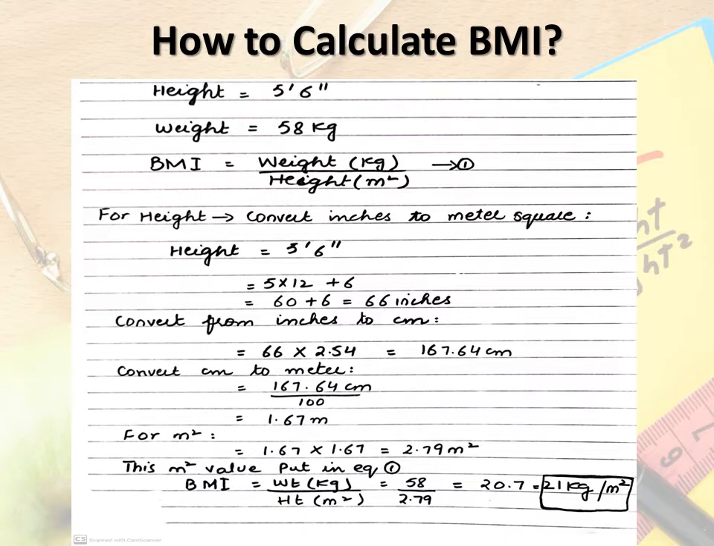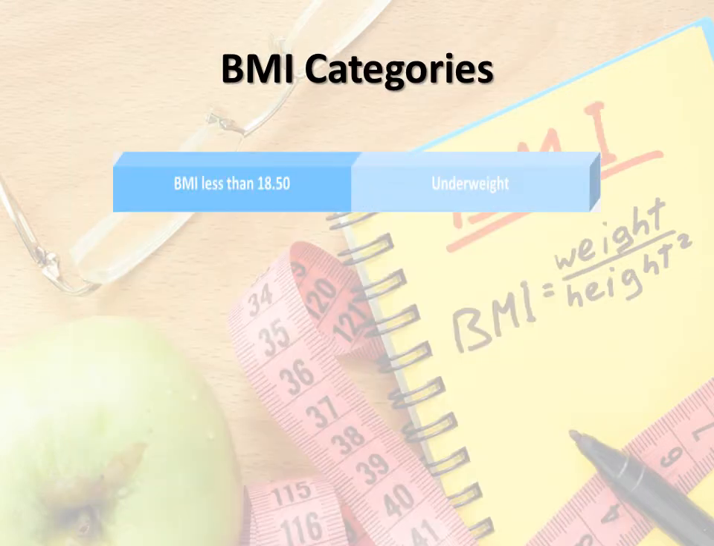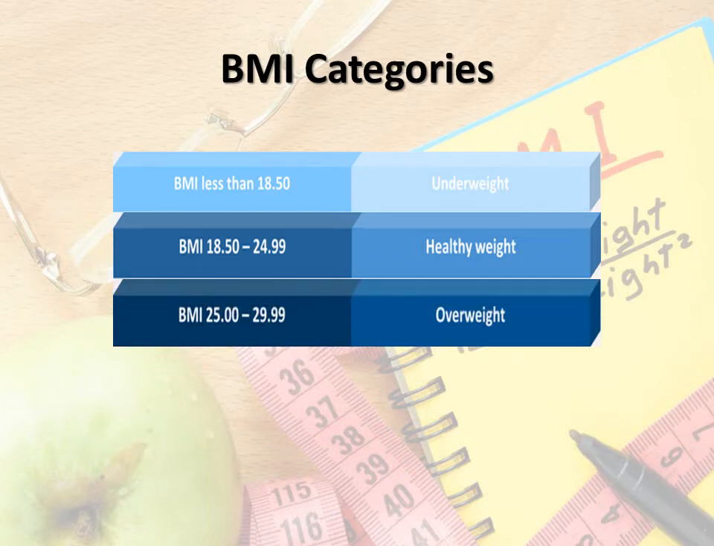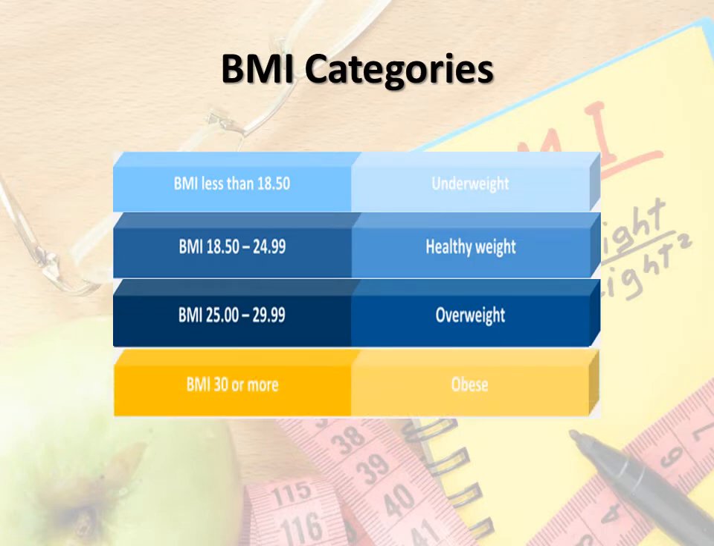Then I go for the categories of BMI. If the BMI is less than 18.5, then we call it underweight. If the BMI is between 18.5 to 24.9, then we call it healthy weight. If the BMI falls between 25 to 29.9, then we call it overweight. If the BMI is 30 or more, then we call it obese.